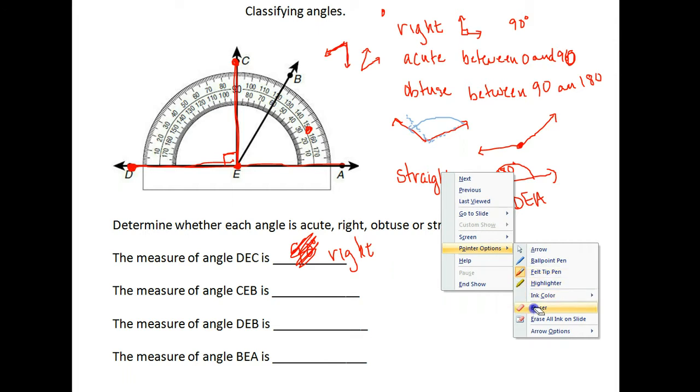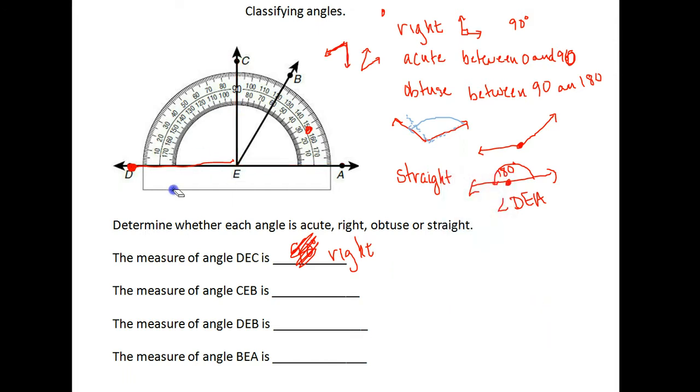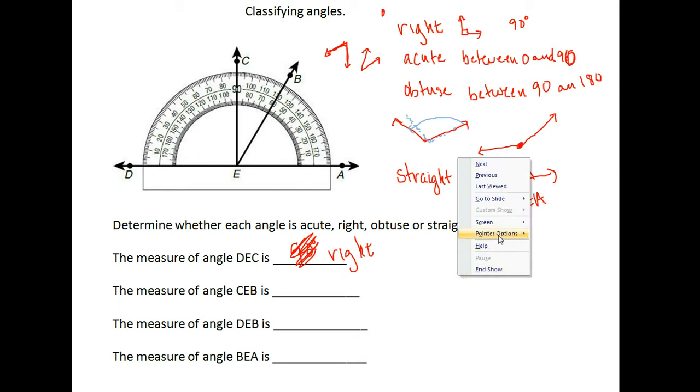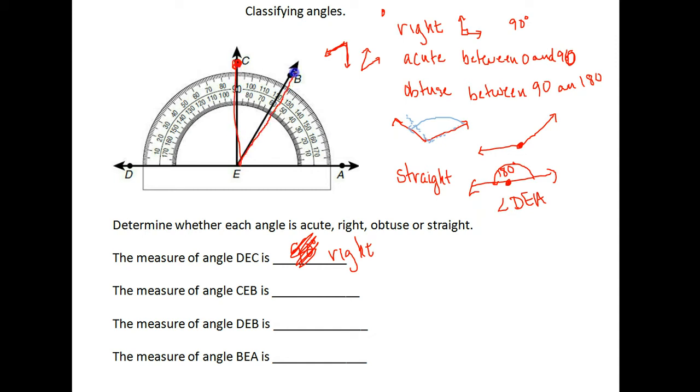So you take a look at the next one, angle CEB. What do you think that's going to be? Right, obtuse, straight? Again, trace over it. Where is it? We're going from C down to E, out to B. Notice the opening here is small, smaller than 90. So this is an acute angle.